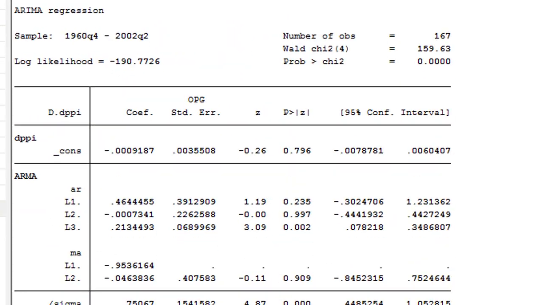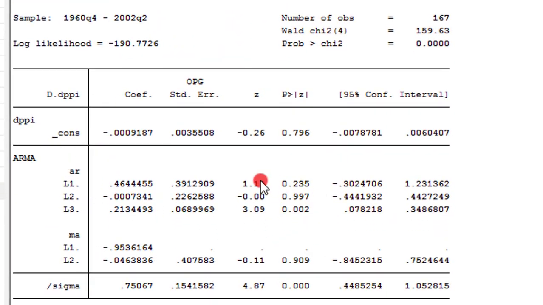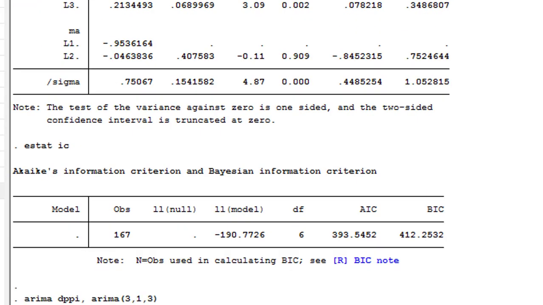And this is the result. For the AR term, out of 3 coefficients, only 1 is significant, while for the MA term, none is significant. And below you have the AIC and the BIC. And lastly, we have the ARIMA 313.